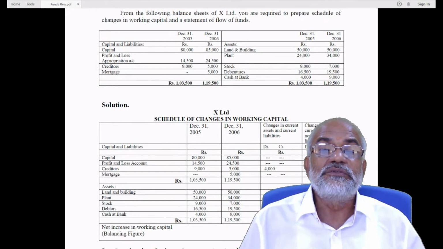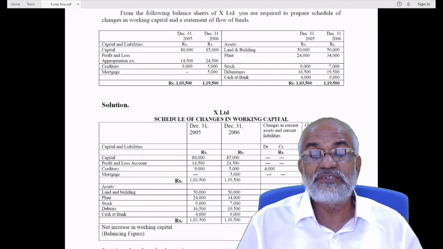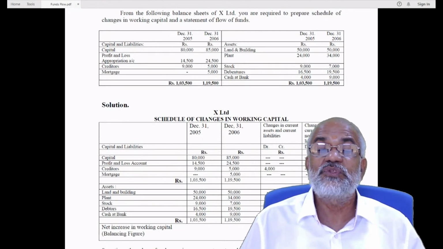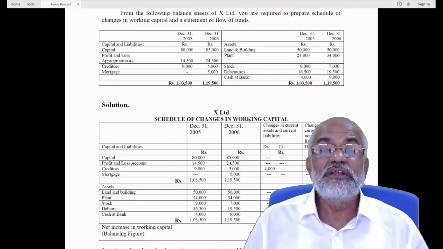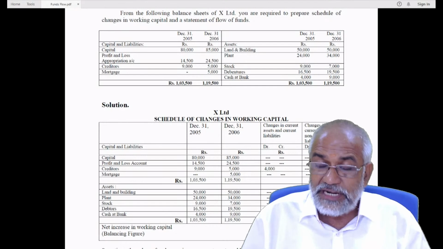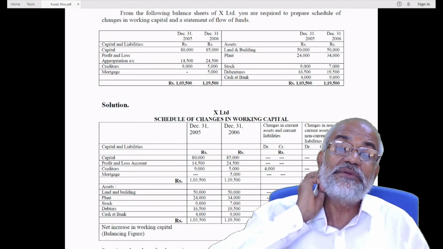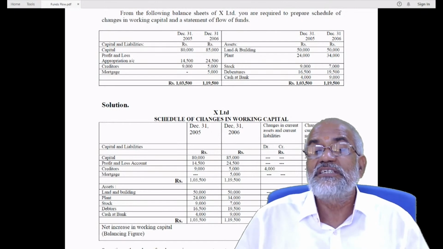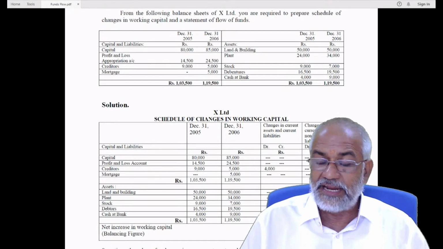Last one is the mortgage or loan. It was 0 at the beginning of the year, that means as on 31st March 2005, and it became 5,000 at the end of the second year, that is 31st March 2006, resulting in an increase of 5,000 in the loan. So, it is a mortgage loan, which means it must be long-term, so it must be non-current in nature. When the liability increases, it must have been credited, and since it is long-term in nature, it has gone to the last column, that is changes in non-current categories, and 5,000 is mentioned in the credit column of the non-current category.